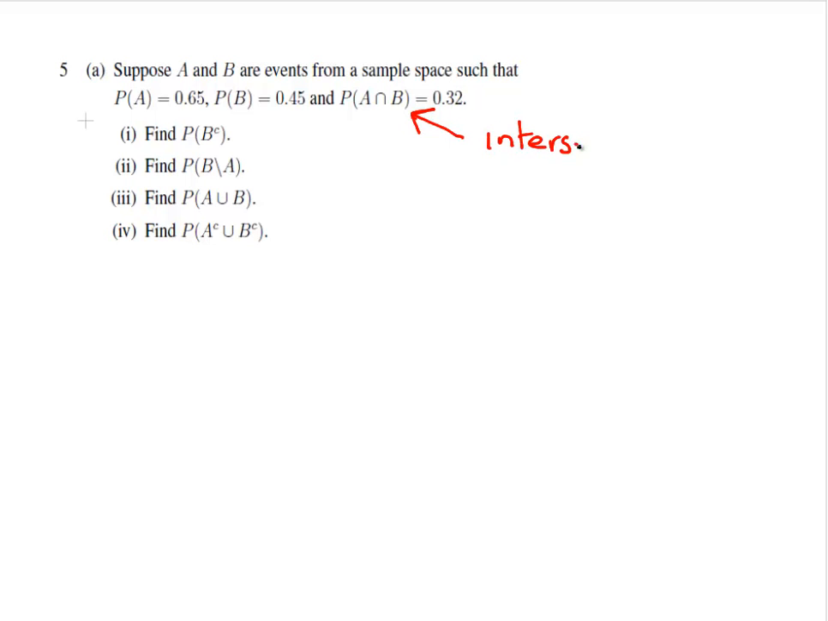And we're asked for a couple of things here. The complement of A, the complement of B, the probability of B given A, the probability of A union B. So that symbol there is union, and then the complement of A union the complement of B. That's a tricky one. We'll try that out later. So let's start off with the first one here.